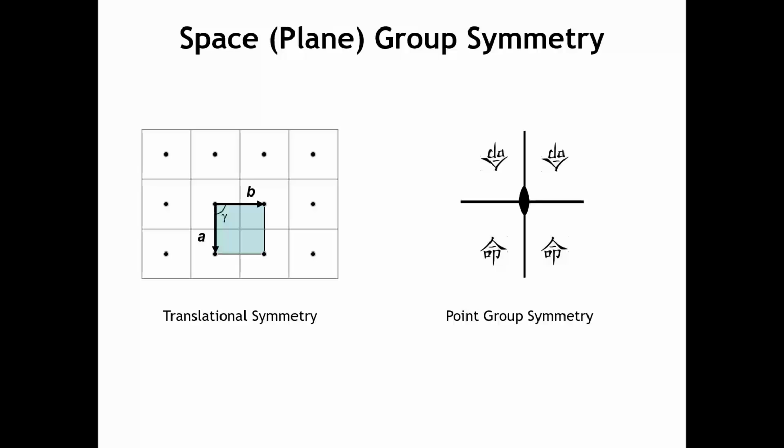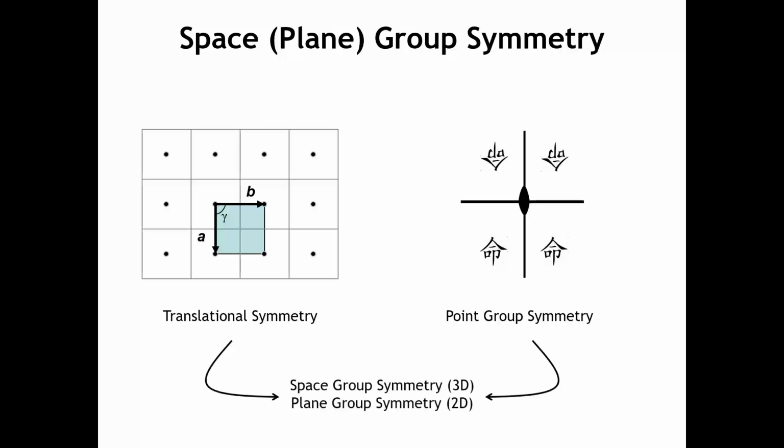So if we were to combine translational symmetry and point group symmetry, the new symmetry that emerges that has both elements is called, in 3 dimensions, space group symmetry, and in 2 dimensions, plane group symmetry. This lecture we're going to focus on the simpler 2-dimensional case, but then in the lectures that follow we will talk about 3-dimensional space group symmetry.